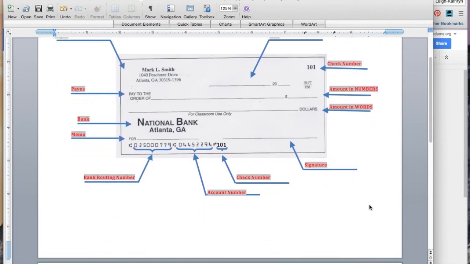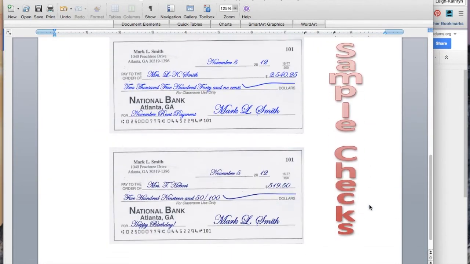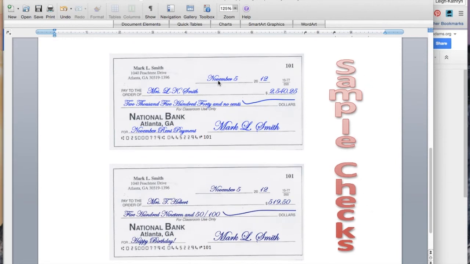If you scroll down, here are some sample checks for you. So again, we've got the date, November 5, 2012, who the check is being written out to, the payee. This is where the check amount is written in numbers, 2,540.25, and then it's written out in words, 2,540 and no cents. Now you don't have to put the word dollars here because dollars is already here. So this is one method, and no cents is one method of writing it.